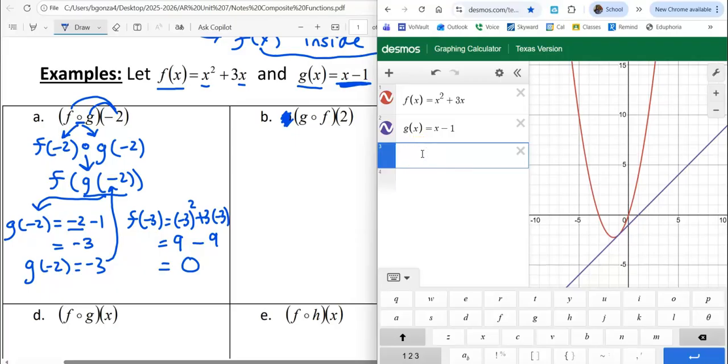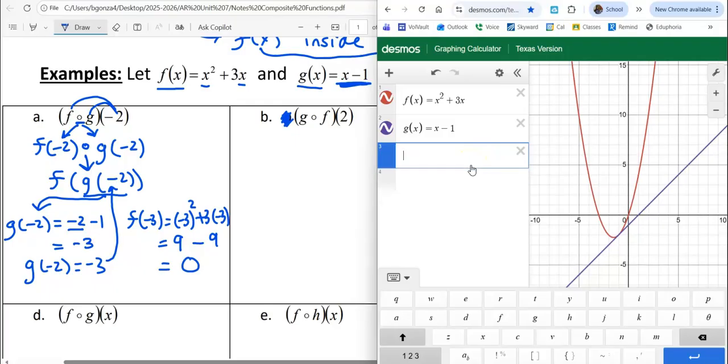Let's try this. f of negative 2, and then let's try that little O. That's not the same thing. This is like a floating O. Let's just type it anyway so I can show you how it doesn't work. g of negative 2. Does it work? No, nothing works.